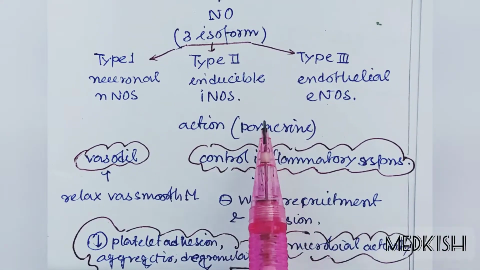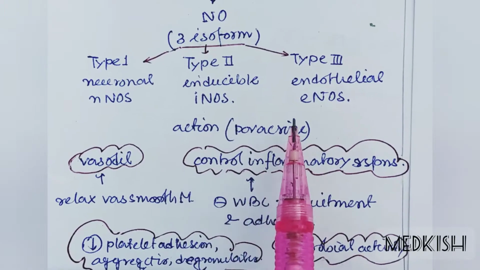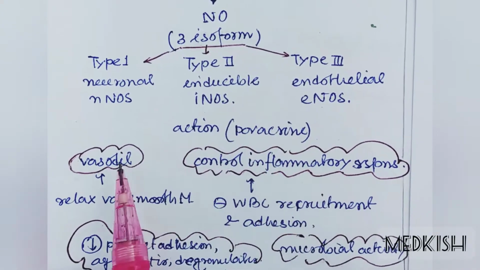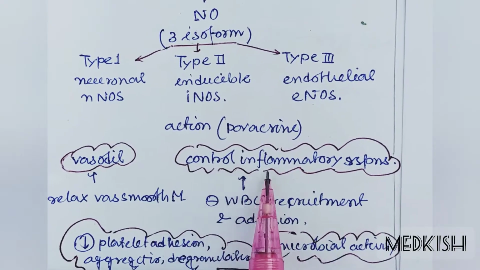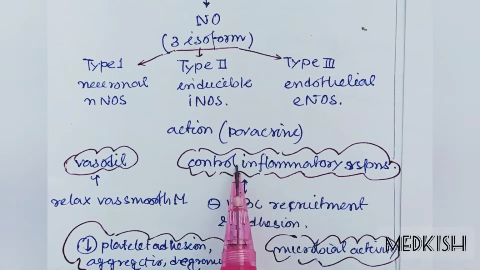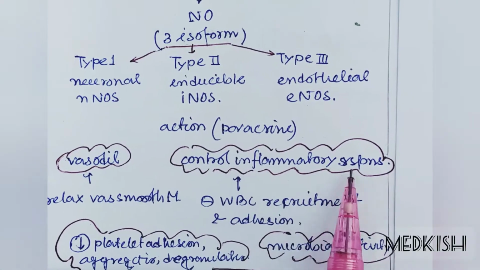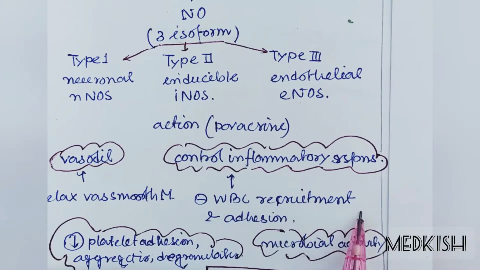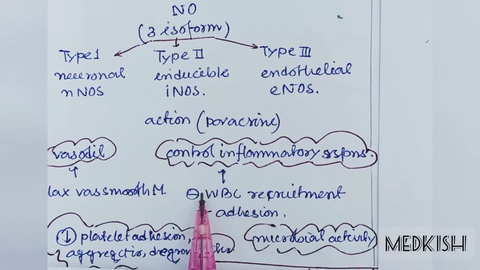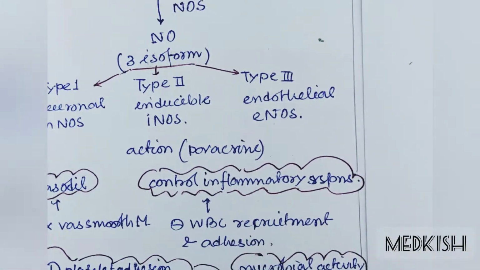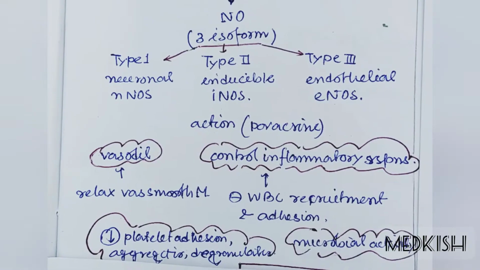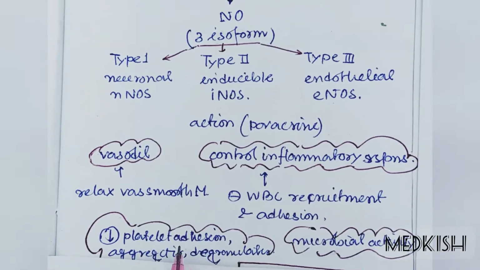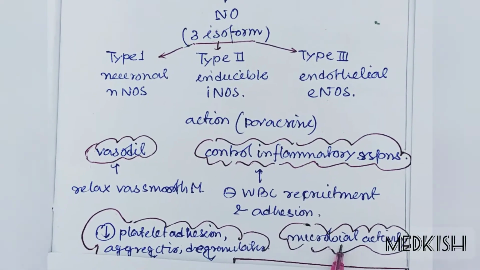Action of the nitric oxide is through the paracrine effect. It causes the vasodilation by relaxing the vascular smooth muscles. It also controls the inflammatory response by inhibiting the WBC recruitment and adhesion, and causes decrease in platelet adhesion, aggregation and degranulation, also microbial activity.